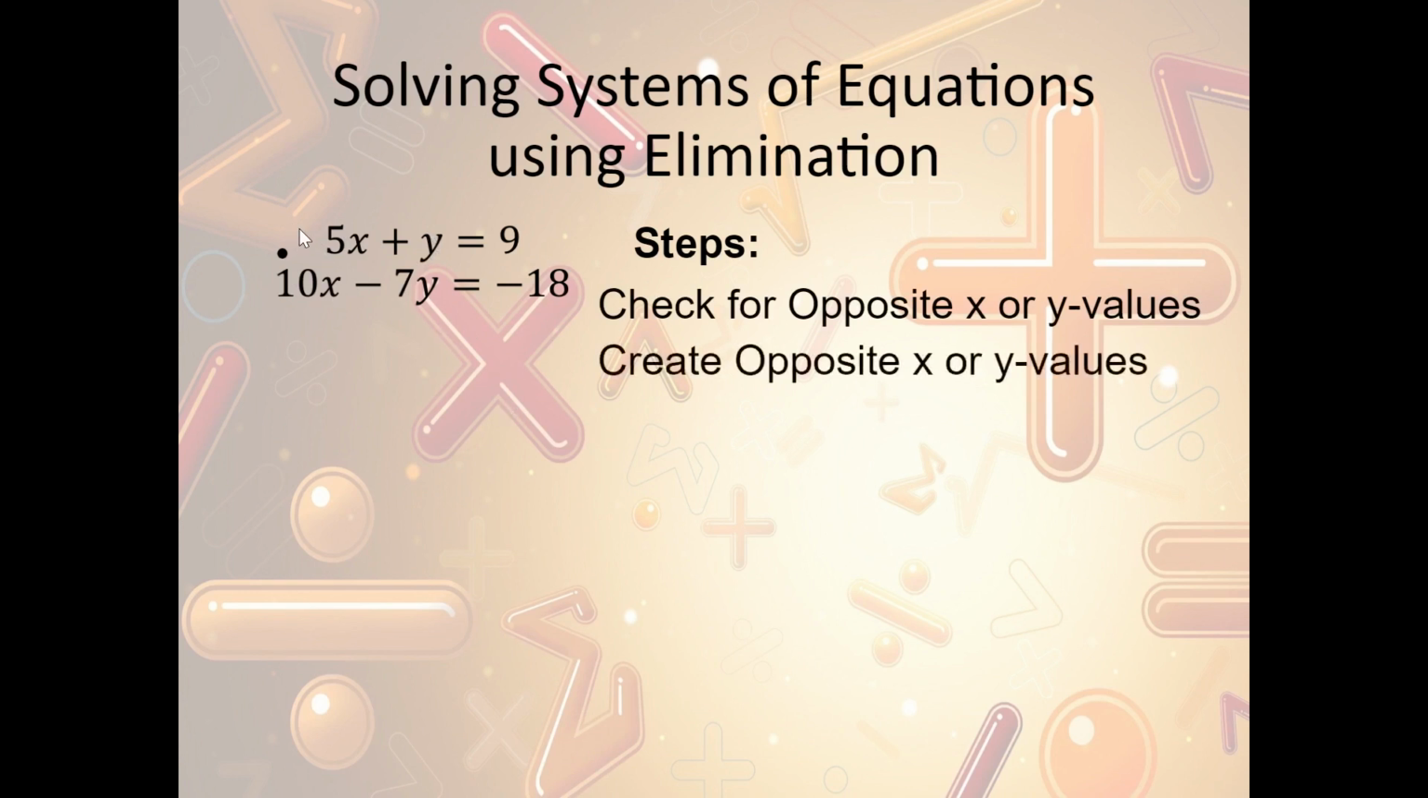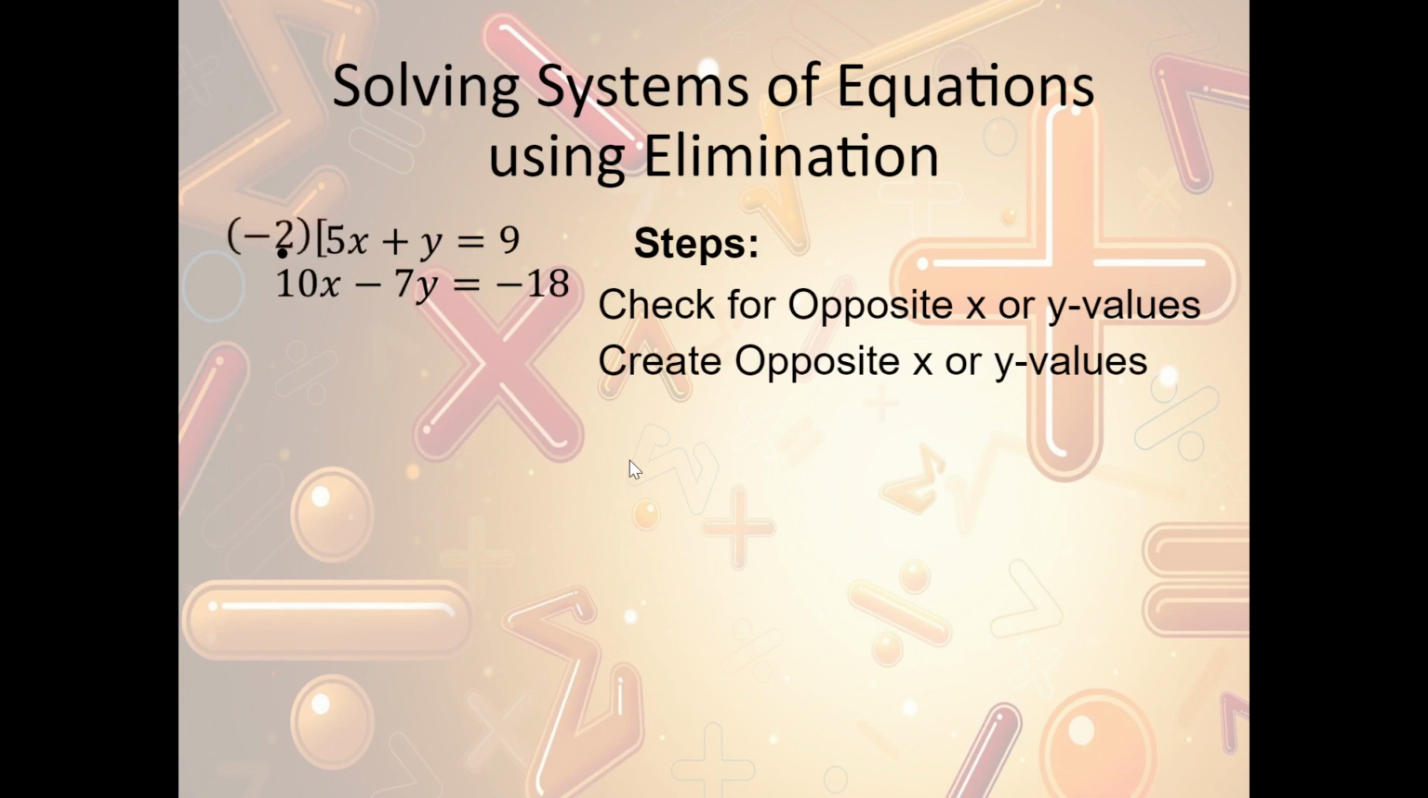So I could multiply this one here by negative 2. That would give me negative 10x and 10x. Or I could multiply it by 7, and that would give me 7y and negative 7y. I usually want to multiply by the smaller number because it keeps everything a little easier to manage. But it doesn't matter either way.